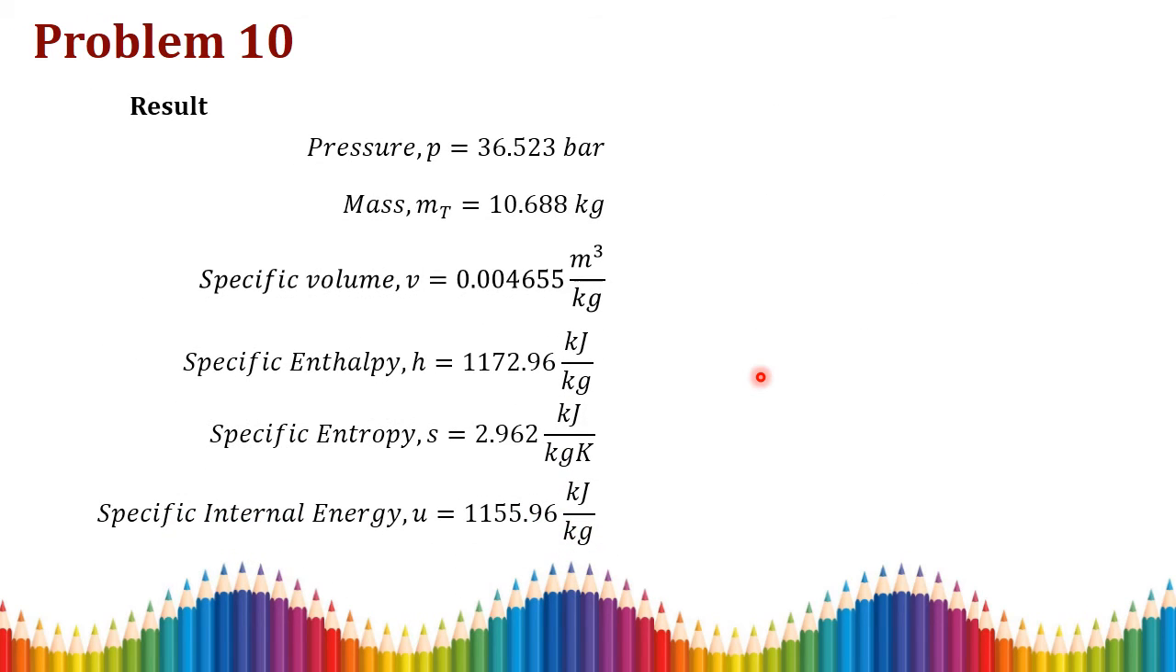So as a result, the saturation pressure is 36.523 bar, the total mass of the steam is 10.688 kilogram, and the condition of the mixture is wet. So using the wet relations, we can find out specific volume, specific enthalpy, specific entropy, and specific internal energy.